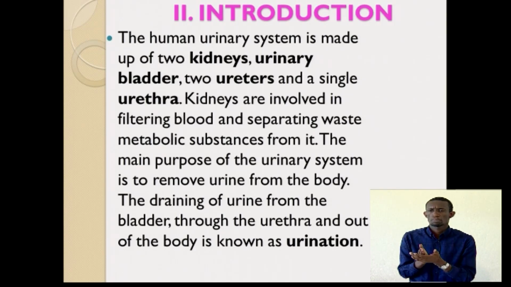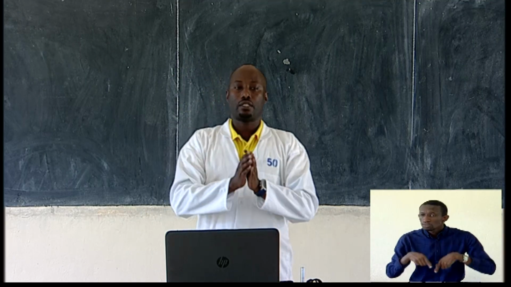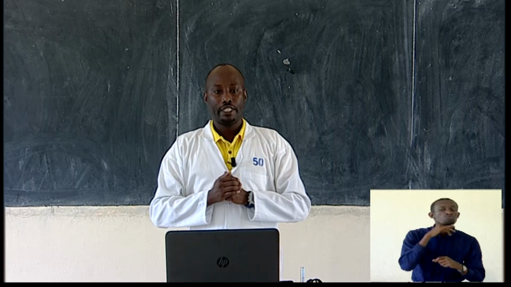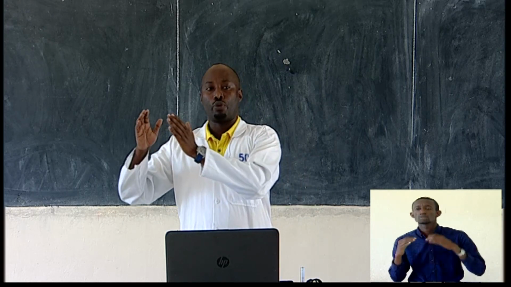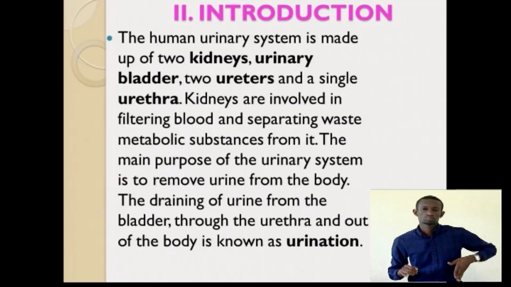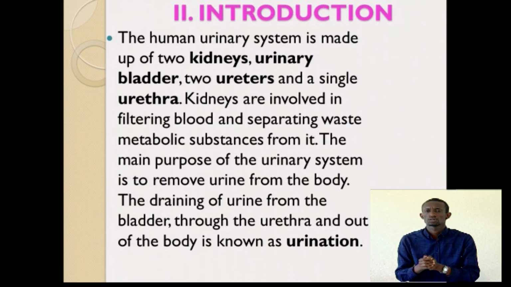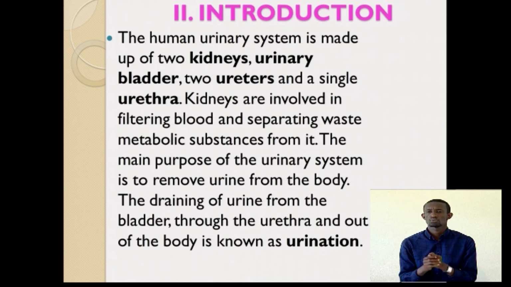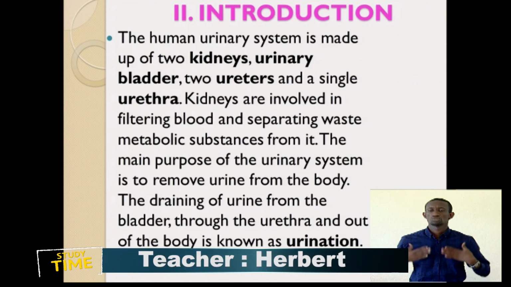So what are the major components of the human urinary system? The urinary system is made up of 2 kidneys, one on the left side and another on the right side. The urinary system is also composed of the urinary bladder, and of 2 ureters. And also we have a single urethra that conducts the urine from the urinary bladder to the outside of the body. So these are the major components of the urinary system.